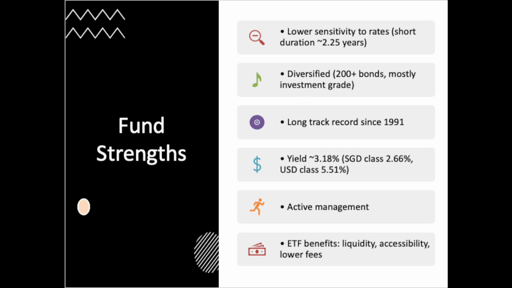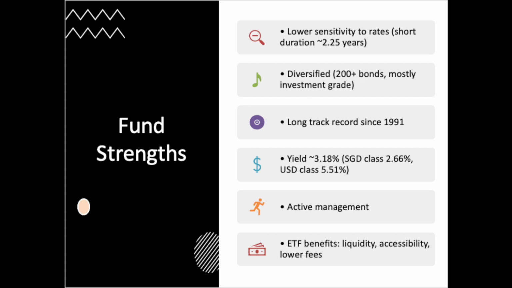Fourth, a reasonable yield. The portfolio's yield to maturity, the YTM, was around 3.18% in local currency terms as of July 2025. That's often better than cash or money market funds, giving you income without jumping into super high-risk territory. And you mentioned different share classes. Right. The weighted YTM for the SGD hedged ETF class was 2.66%, while the unhedged USD class was higher at 5.51%. It shows how currency and hedging choices affect the yield you actually see.